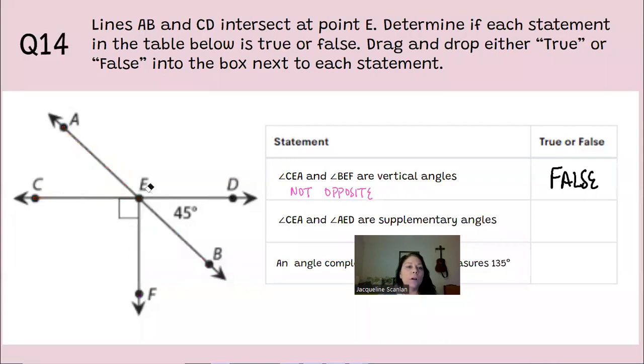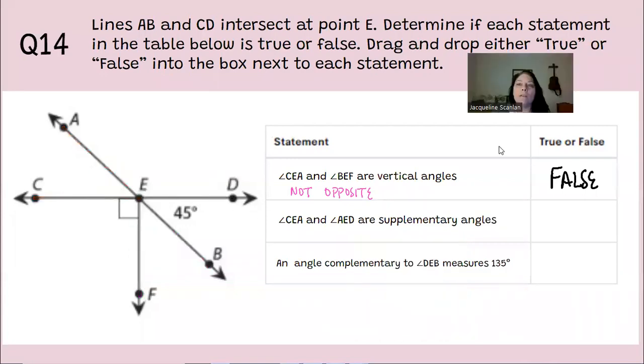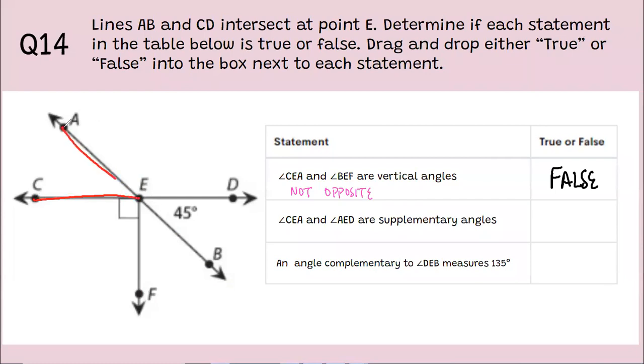All right, let's clear all that drawing and go on to the next statement. The next statement says that angle CEA, so I'm again going to highlight it for you, CEA, so this angle right here, and AED. AED would be here in pink. And they're asking if they are supplementary angles. So supplementary angles, if you don't remember, you are going to find that information on your slideshow. So I'm going to go ahead and jump over to the slideshow.